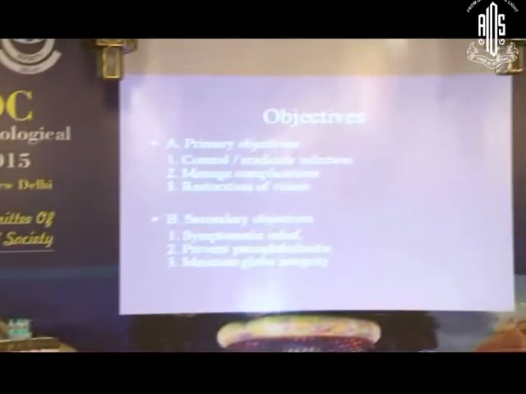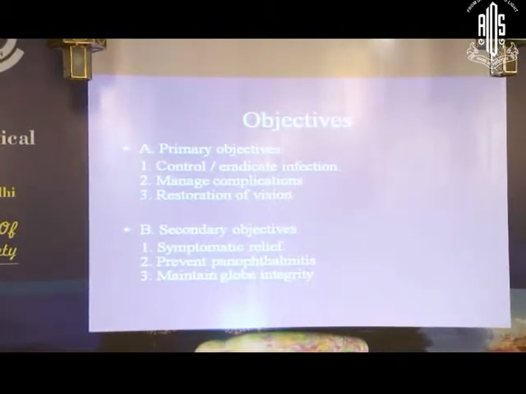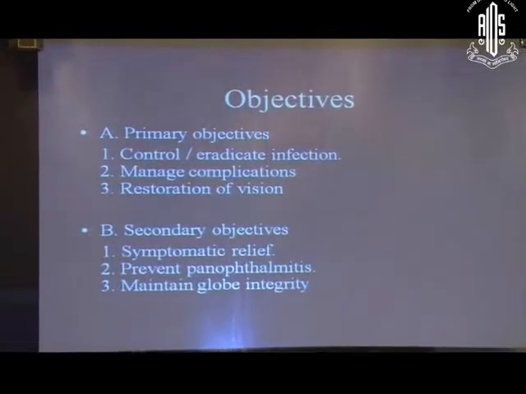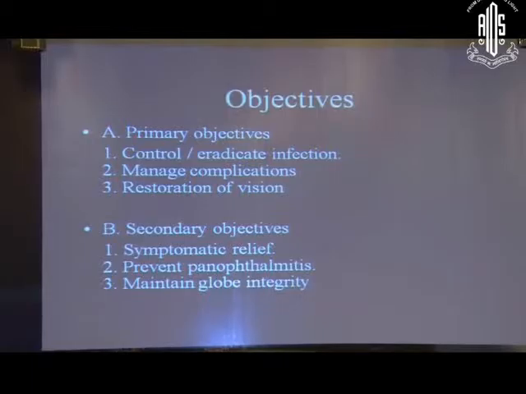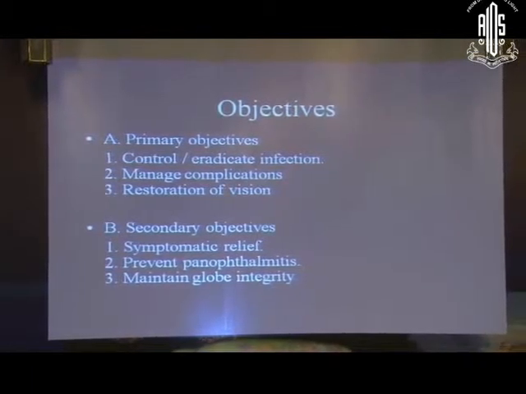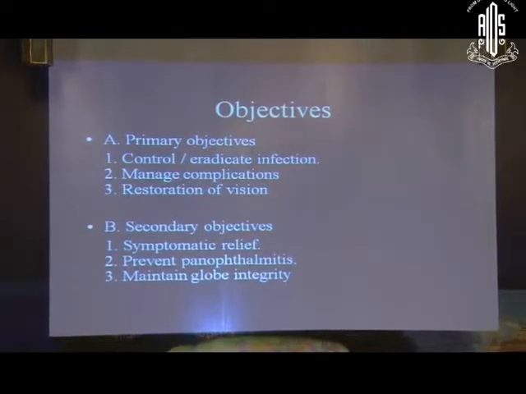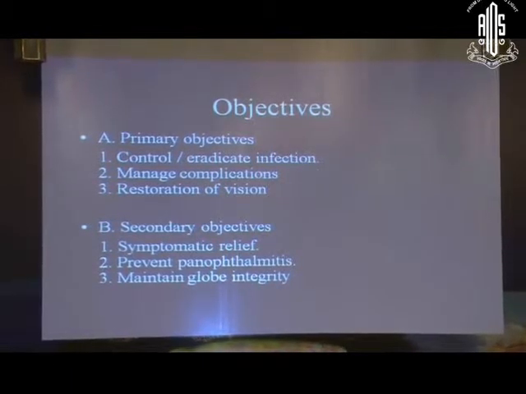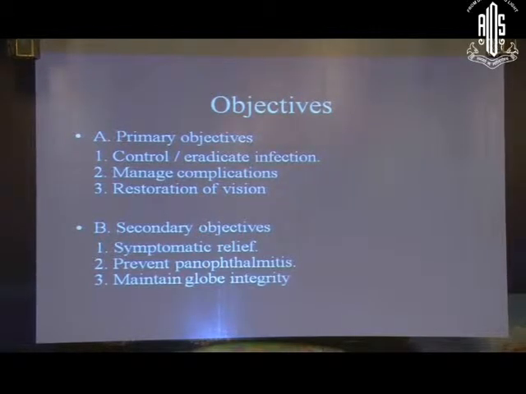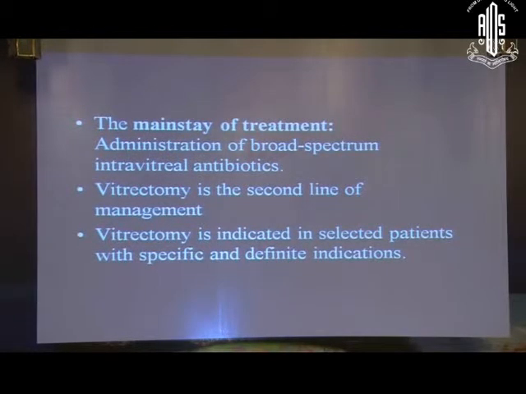First of all, I will be showing the objectives and when to operate and all those things, and then I will be moving to the videos. So the primary objectives would be to control or eradicate the infection, manage complications, and if possible, restore vision. The secondary objectives are basically symptomatic relief, prevention of further spread of infection like panophthalmitis, and maintaining globe integrity.